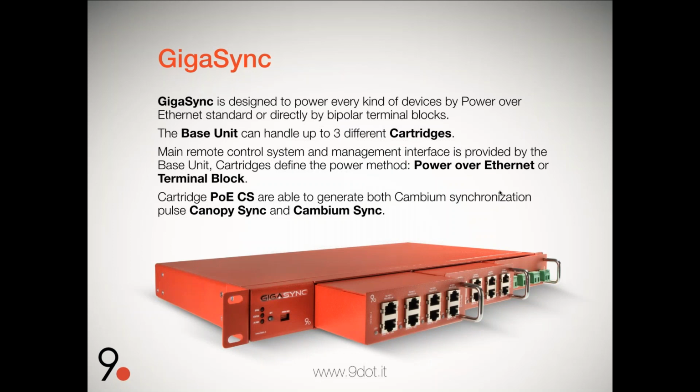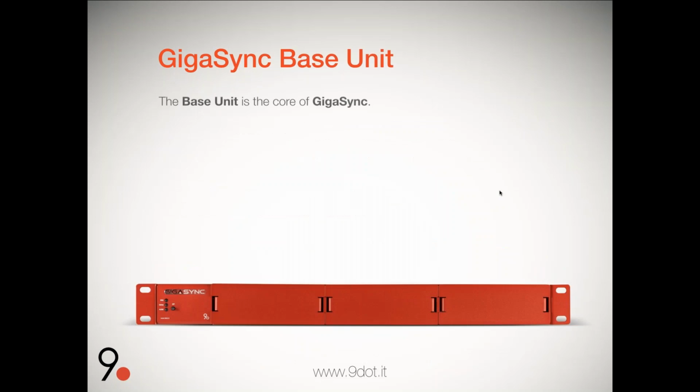And the PoE CS cartridge, meaning Cambium sync, can generate both the Canopy sync and the Cambium sync. So with just one cartridge, you can power every Cambium device with both Cambium synchronization types.